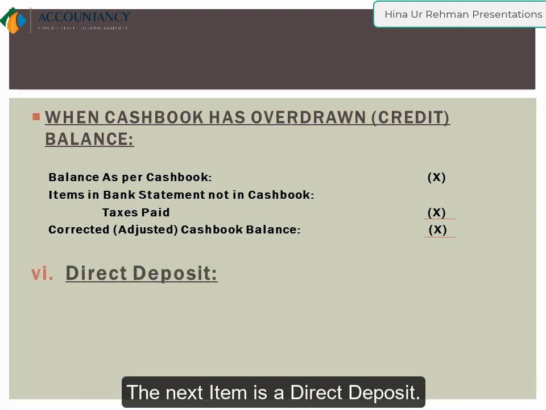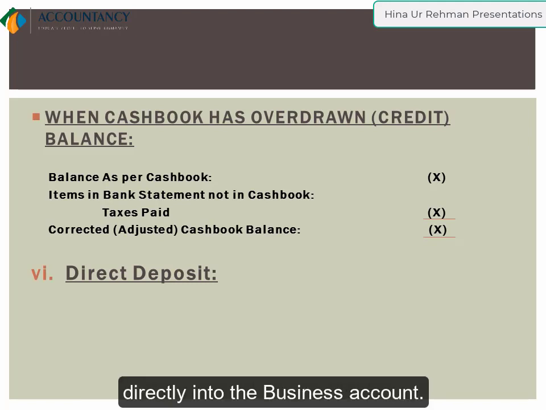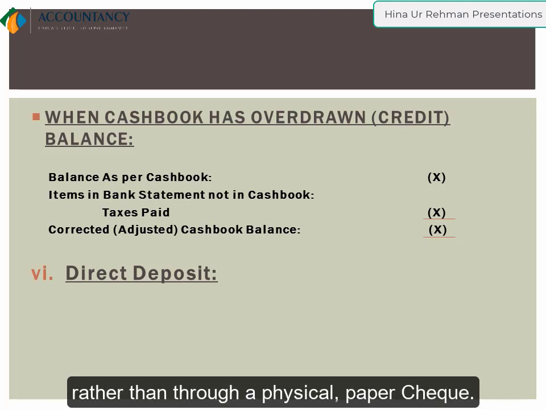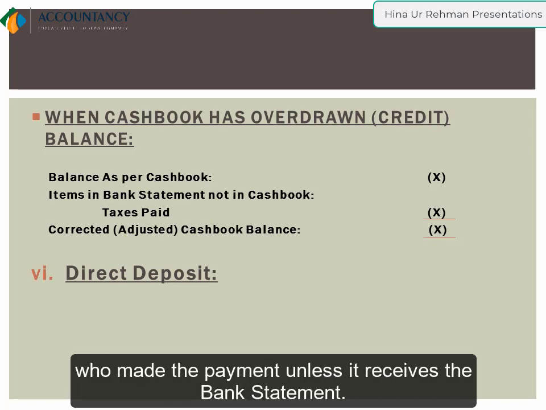The next item is a direct deposit. Direct deposit is a bank transfer where a payment has been made directly into the business account. This means the payment is made electronically into the business bank account rather than through a physical paper check. The business unit will not know about the person or customer who made the payment unless it receives the bank statement.